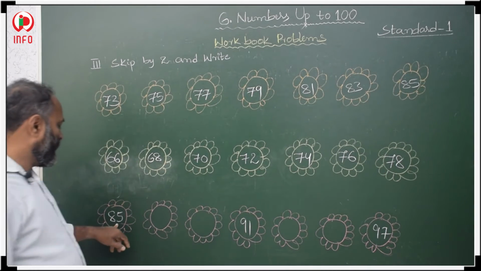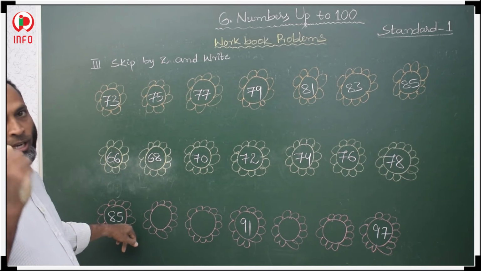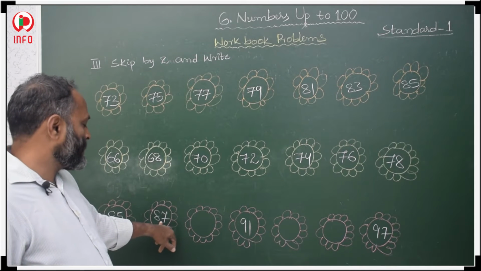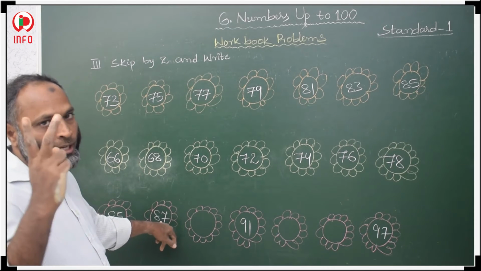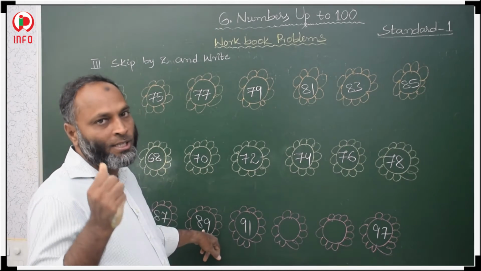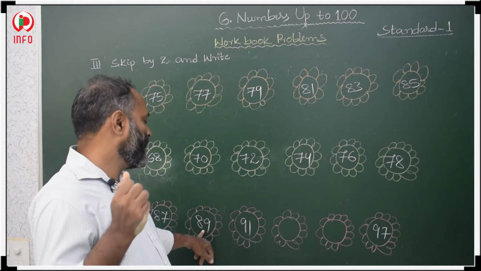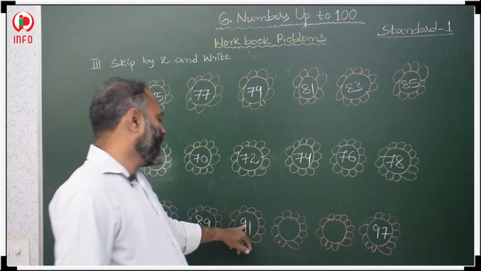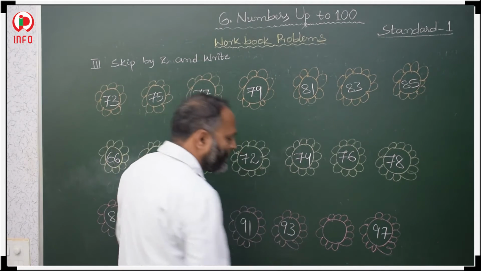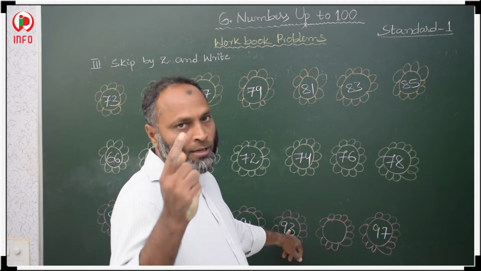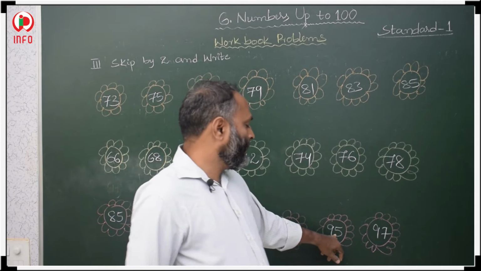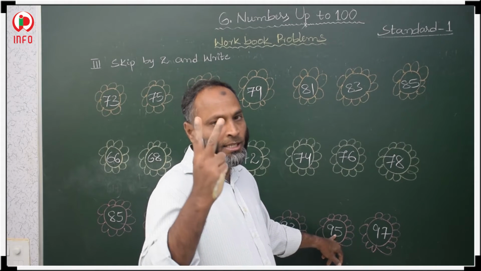Now here 85, after 85 skip by 2, 86, 87, then after 87 skip by 2 again, 88, 89. 89 again skip by 2, after 89, 90. 90, 91, that is given, 91 skip by 2, 92, 93. 93 skip by 2, 94, 95. Then 95 skip by 2, 96, 97, it is given.